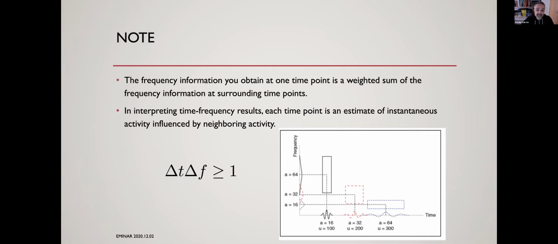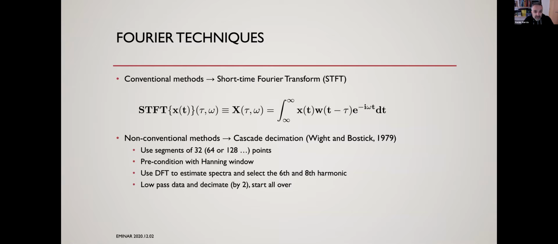So first, I'm going to talk about the Fourier techniques, and I divide them into conventional methods and non-conventional methods. The conventional methods are pretty much what everybody has been using traditionally, which is the short time Fourier transform, in which we have the time series multiplied by this W, which is a sliding window. Depending on the length of this window and how it's designed, we're going to obtain the spectra at certain frequencies, and we're going to construct our spectra from this.